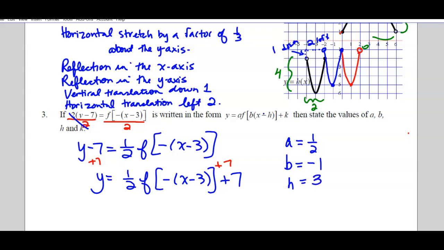If this had been a plus there, and you ended up with this, then your answer for H would be -3. Notice the sign. You've got to compensate for them. That's a common mistake students make, and it's really important on the diploma exam, because they do that kind of thing a lot. What's A, B, H, that kind of thing. Then the constant term out here is K, and that is 7.